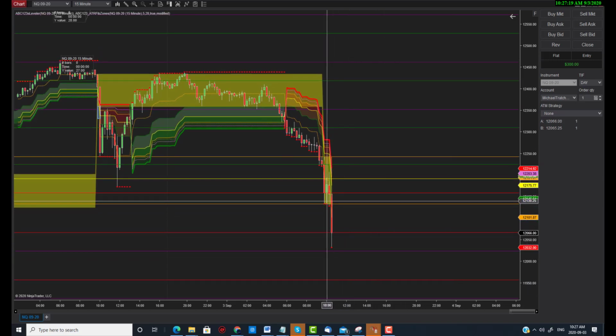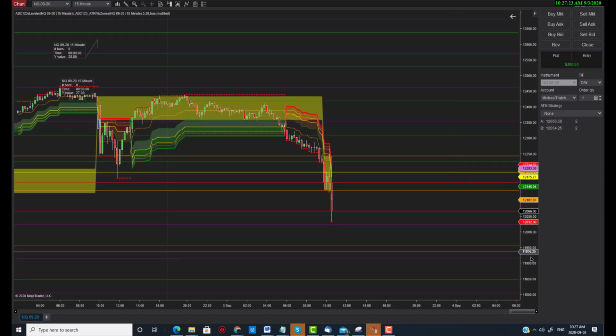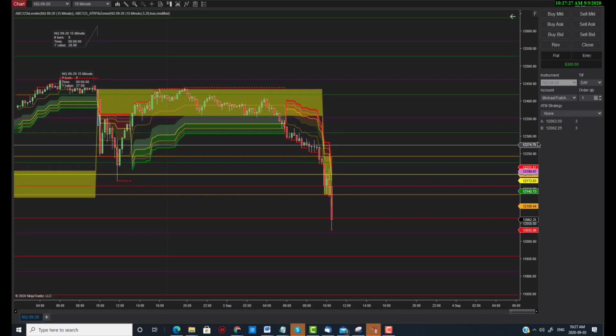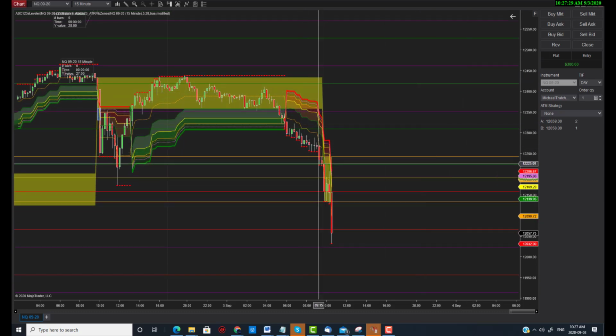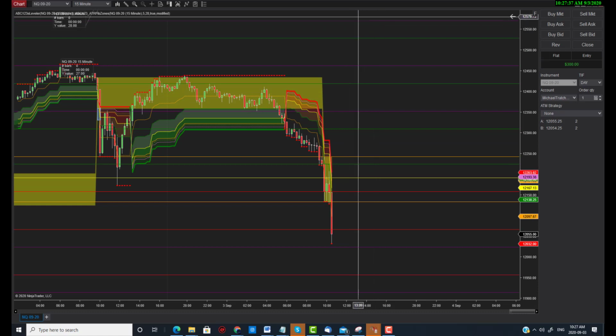So this would be 100% move, 200% move, 300, 400, etc., etc. Same on the other side. From the top of this one to this area is 100% move, 200% move, 300% move.